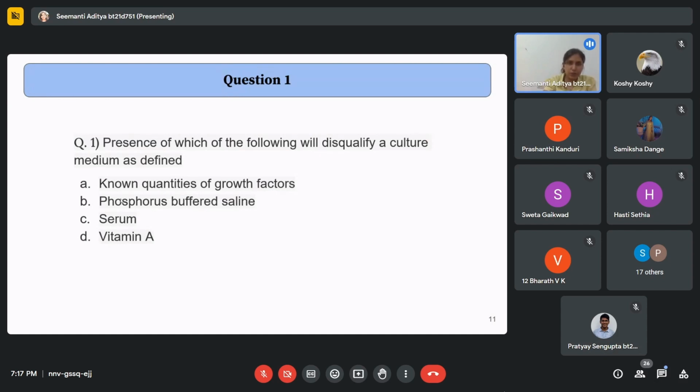Yes, so defined media is something which does not have serum. The presence of which will disqualify a culture medium as defined is serum. So that's right, option C.